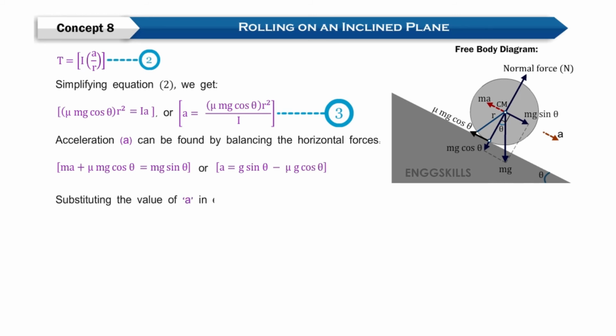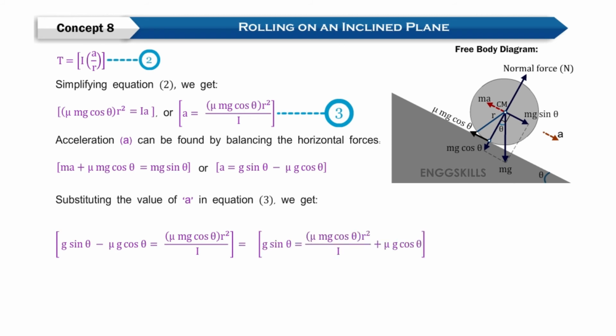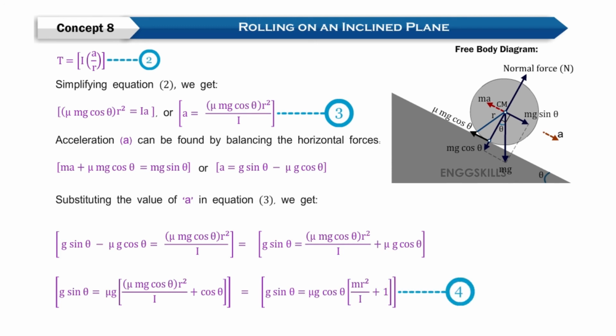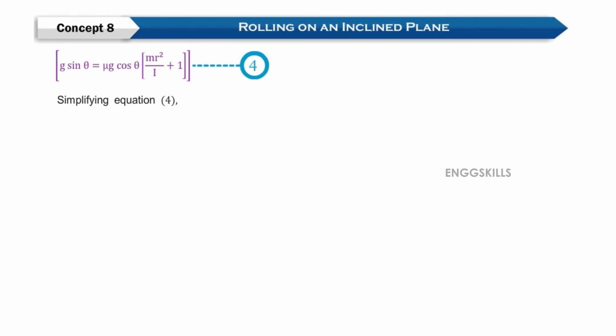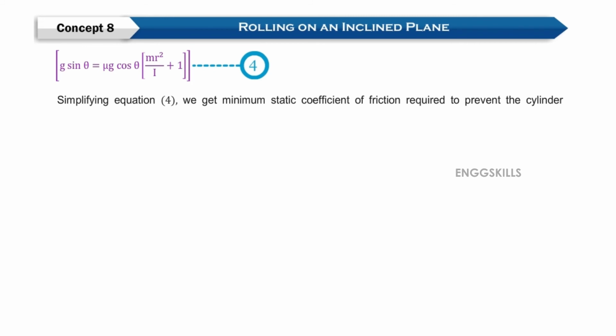Substituting the value of a in equation 3, we get the following. Simplifying this, we get the following expression. And further simplifying, we get the following. Let's number this equation as 4. Simplifying equation 4, we get the minimum static coefficient of friction required to prevent the cylinder from sliding, or mu is equal to tan theta divided by (mr square by I plus 1).